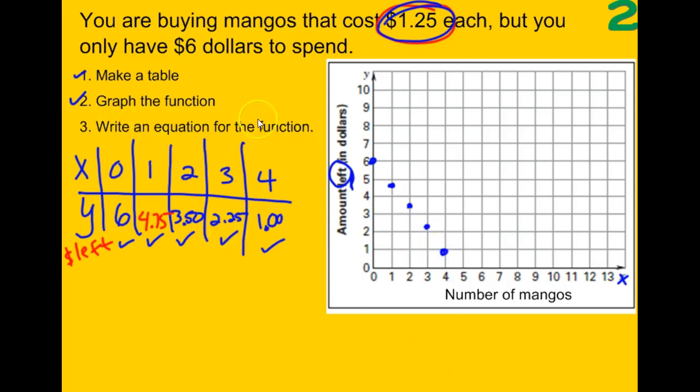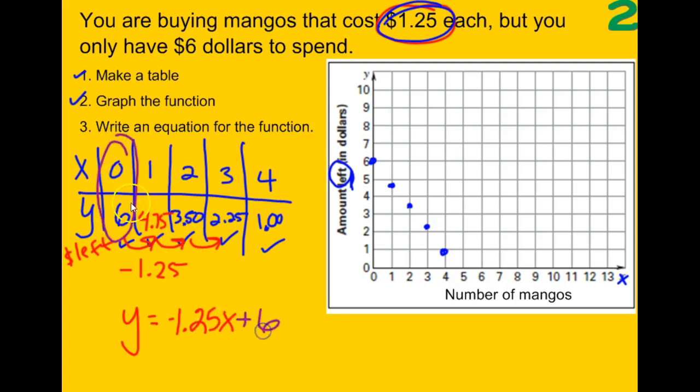So it says write an equation for the function. Remember, our equation, look for our x's, they go by ones. Our y's, we're really going down each time by $1.25. So that's what we're doing over and over and over. So that goes with our x, 1.25x. And then look for 0. We have $6 to begin with. Look for 0, whatever y is what's added or subtracted. Here's one very similar to that on your test.